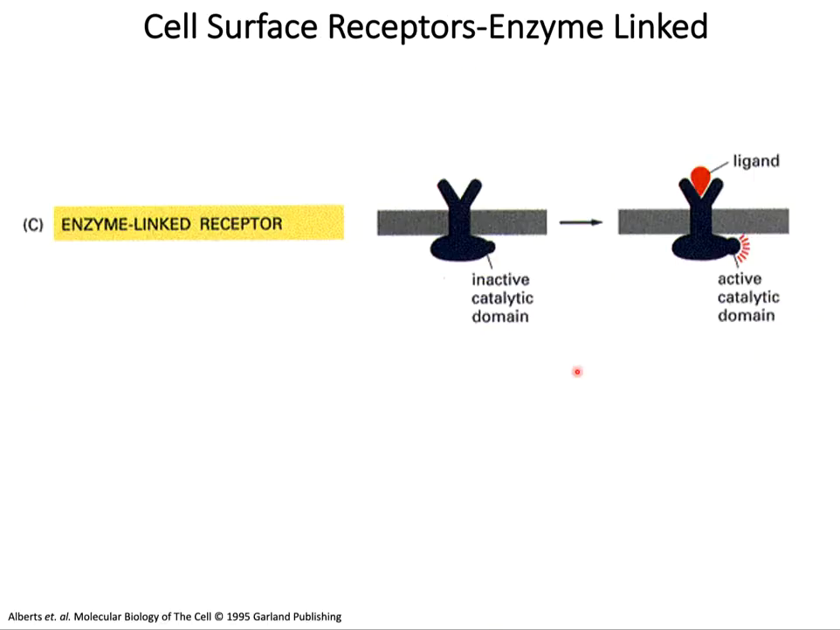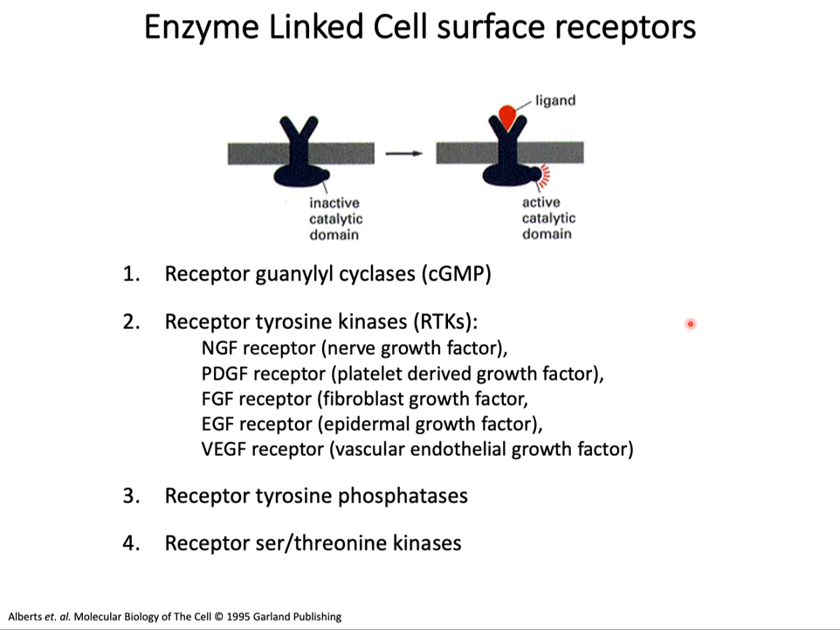So enzyme linked receptors are so named because they themselves have a catalytic capability. They themselves are enzymes, and in their inactive state, or when they are not bound to the ligand, their catalytic domain is inactive. And when they're bound to the ligand, their catalytic domain, usually on the intracellular side of the plasma membrane, becomes activated. The enzyme-linked cell surface receptors are a very large family. They include receptor guanylyl cyclases, and these are receptors that once bound to the ligand can convert GTP to cyclic GMP, very similar to the adenylyl cyclase, which can convert ATP to cyclic AMP.